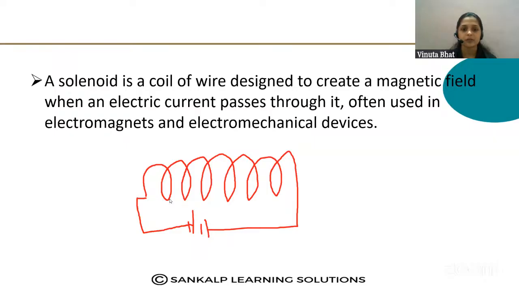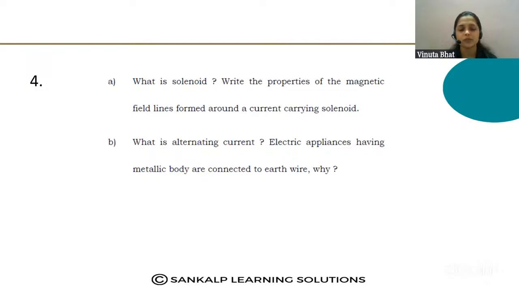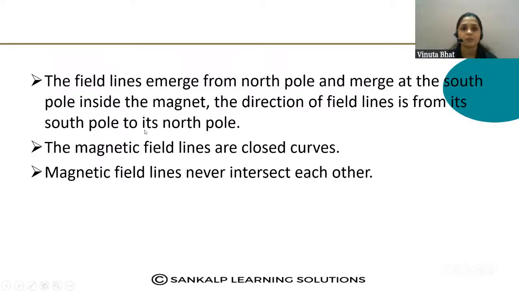Then, this solenoid, I will draw it again. This solenoid acts as a bar magnet when the current passes through it. Here, you should know the characteristics of the bar magnet and the magnetic field lines which are formed around the bar magnet. The same characteristics will be there. What are the properties of the magnetic field lines formed around the current carrying conductor?